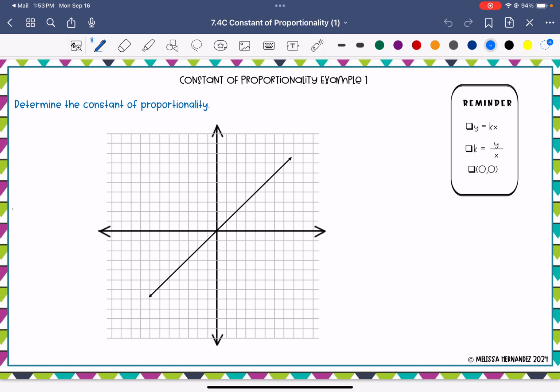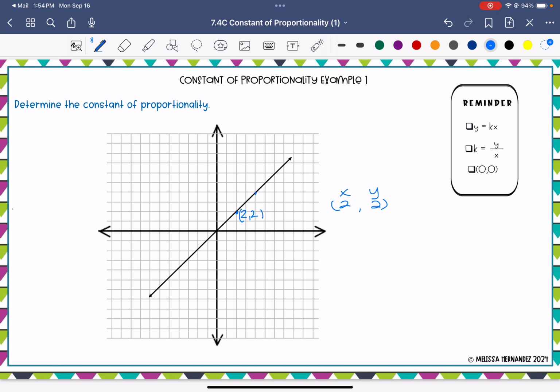And I stuck a 0, 0 because to visually see a proportional relationship, it's a straight line and it goes straight through 0, 0. Okay, so in this particular graph, you can grab any points you want. So the first ordered pair I got was 2, 2. And so X is 2 and Y is 2.